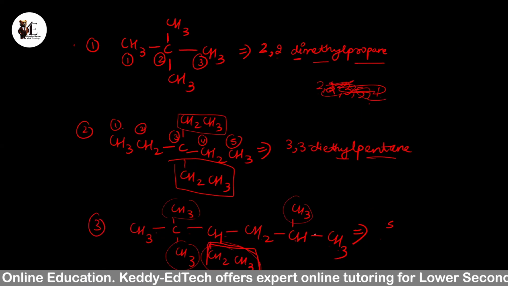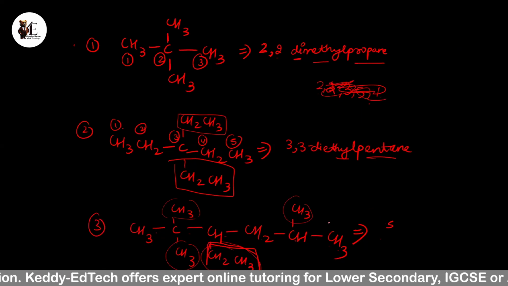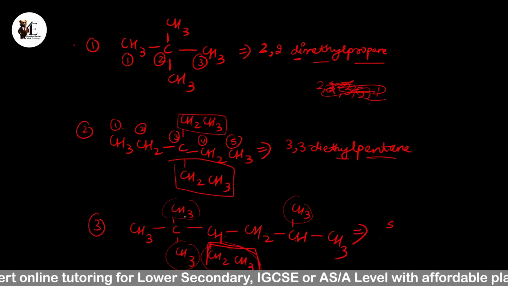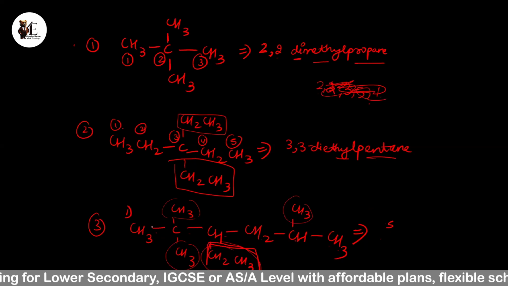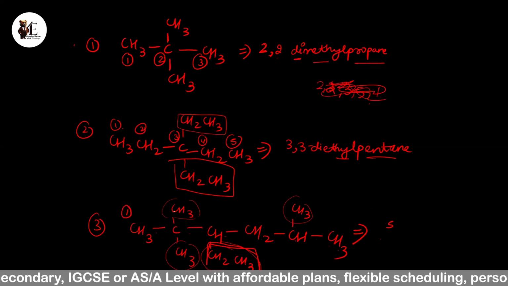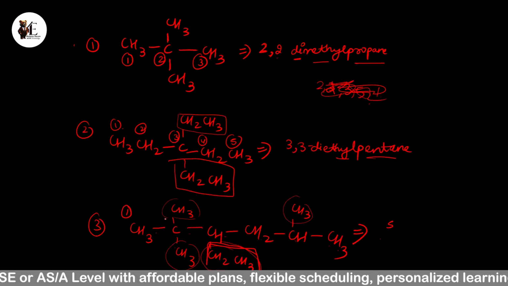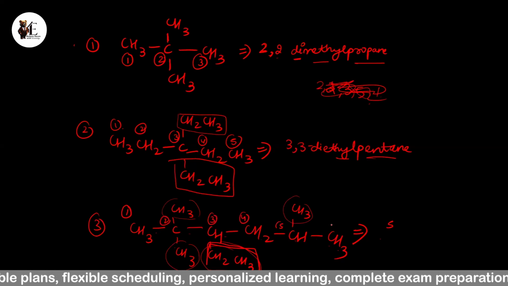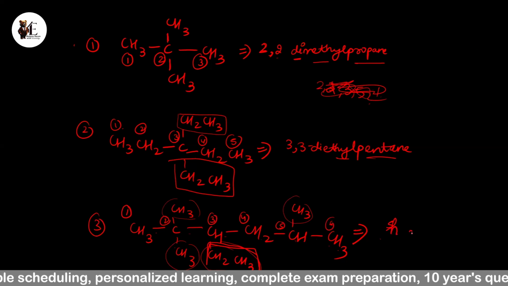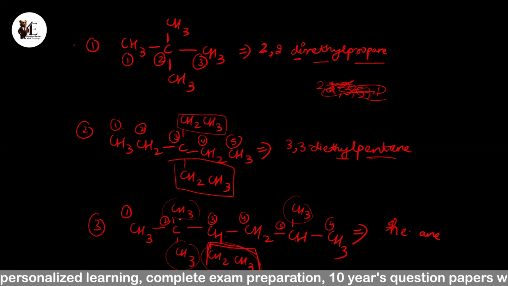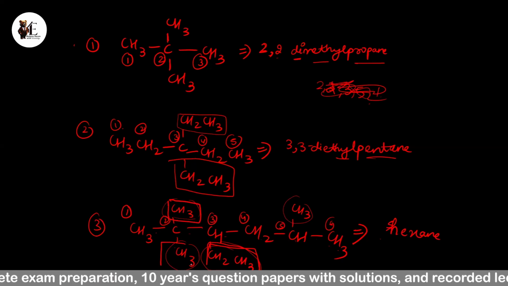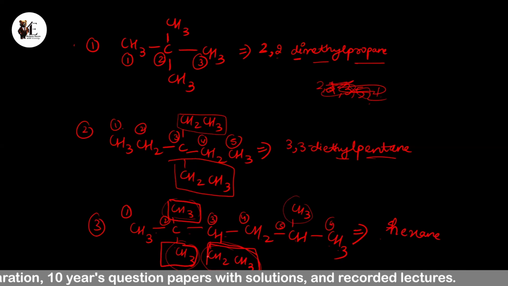So first of all, tell me the counting will start from right hand side or left hand side. Left. Of course, left, because counting will start from where the branching is nearest. So here we have two branchings and here we have only one branching. So 1, 2, 3, 4, 5, 6. So it is sure that it is hexane. Now you can see here we have 2 dimethyl, and at 3 position we have ethyl, and at 5 position we have methyl.